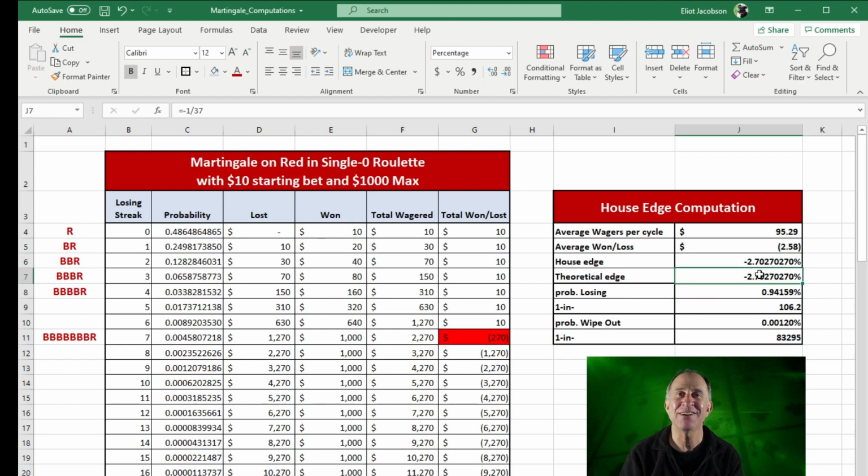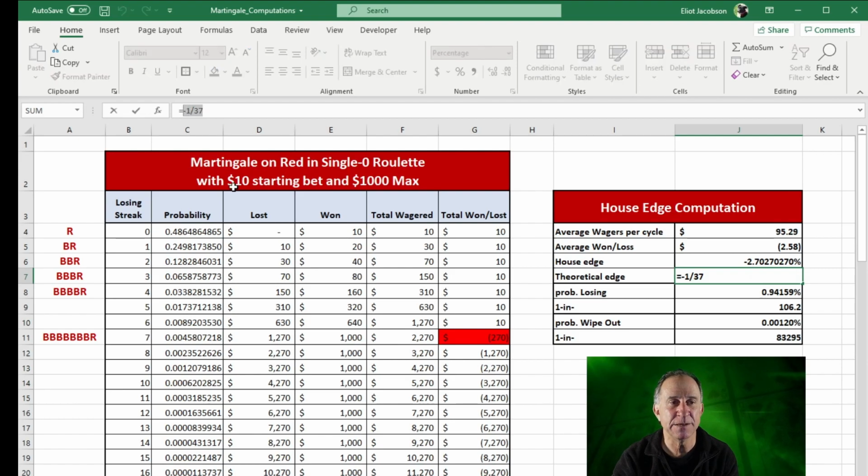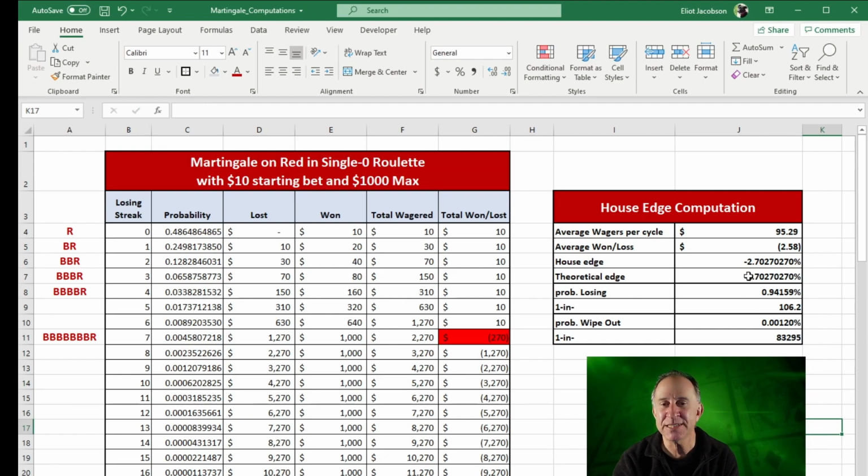Now, what is the theoretical edge in single zero roulette? Well, because we have 37 spots, it is simply that one green spot out of those 37 that gives the house its edge. It is 1/37. So we see up here, if I look at the decimal expansion of 1/37, you notice I come up with this exact same number as this computation for the house edge, this long, laborious way by keeping track of every wager we made and the probabilities of these various sequences of outcomes.